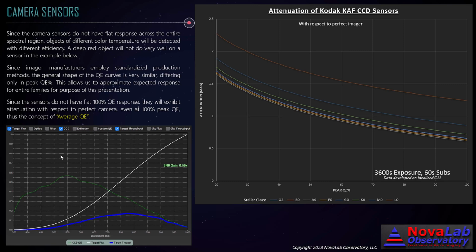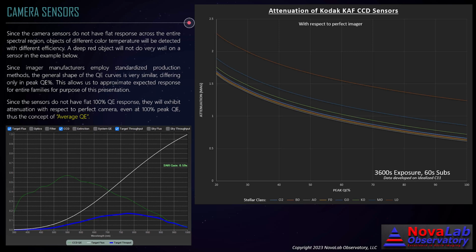So for the purposes of this presentation only, we're going to do something that is going to allow us to examine the whole range of sensors. So in the case of KAF CCD sensors, we're going to assume the same shape, and we're going to change the peak of this curve from 100% all the way down to 20%, and see how that affects the attenuation that the sensor introduces to your system. So if you had a KAF sensor that was 100% peak efficient with this shape, for example, for an L0 type star, it would attenuate the signal about 1.25 magnitude.